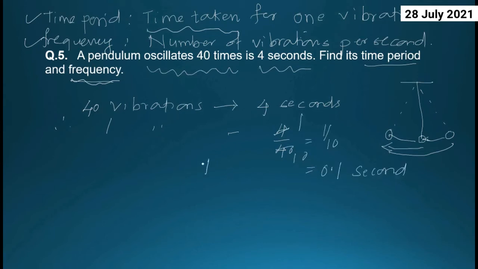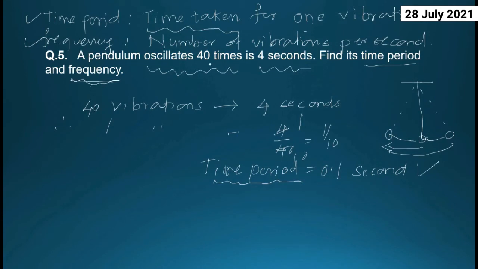Therefore the time period is 0.1 second, right? So we have found the time required for one vibration, which is called time period, and that is 0.1 second. The SI unit is second because it's a time period.